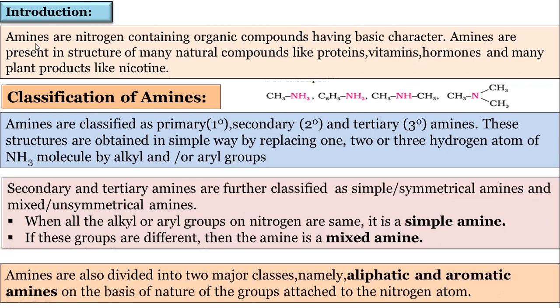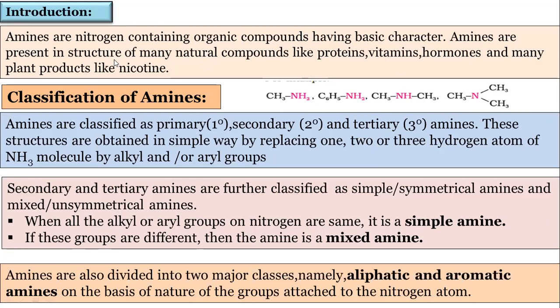So what are amines? Amines are nitrogen containing organic compounds having basic character. Basic character, you know what is meant by acid and what is meant by base. Basic character means they have a pH between 7 to 14. And all these amines are basic in nature because they have nitrogen with a lone pair. When this lone pair is donated, according to the Lewis theory, the electron pair donors are called Lewis bases. Further, I will discuss all these points. So remember, all these amines are basic in nature.